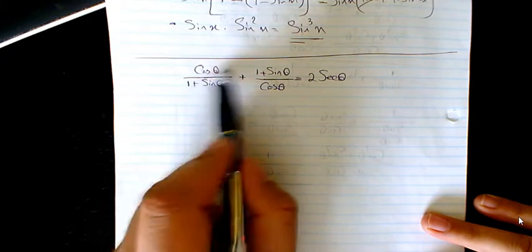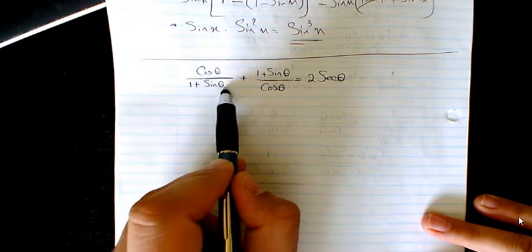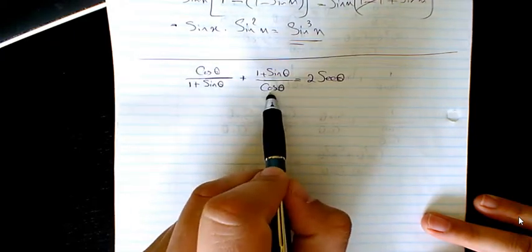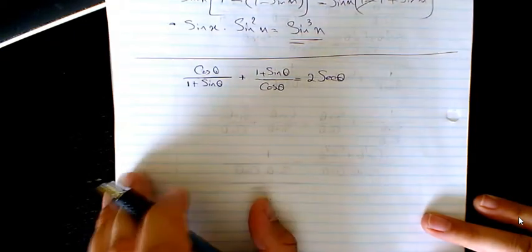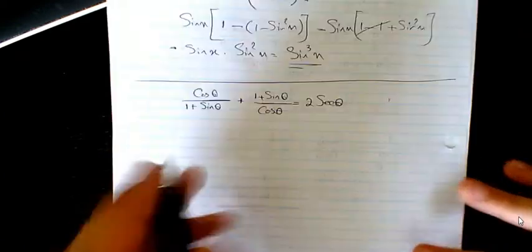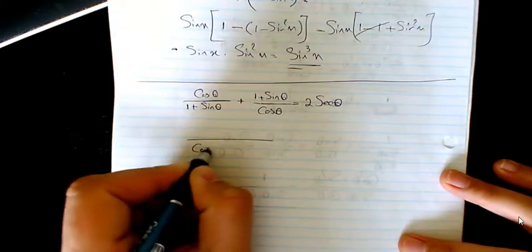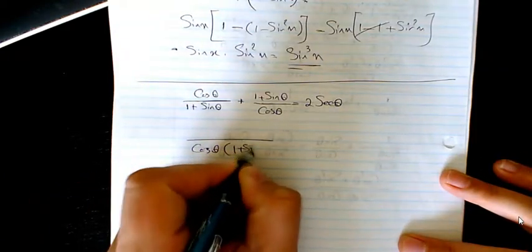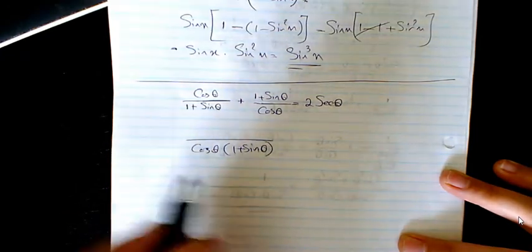So in this video I have cosine theta divided by 1 plus sine theta, plus 1 plus sine theta divided by cosine theta, equals 2 secant theta. So I start from the left hand side. I have the common denominator, so I will have cosine times 1 plus sine.